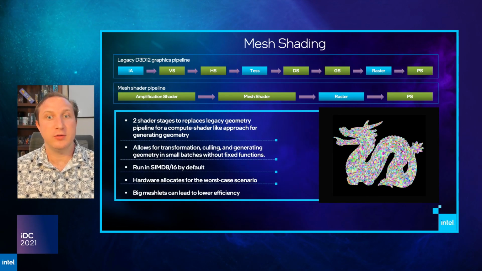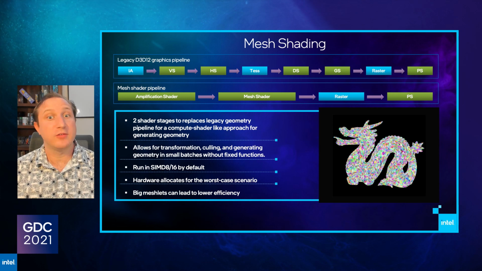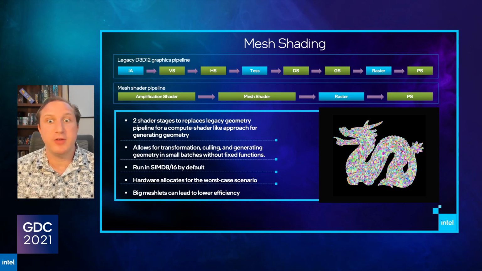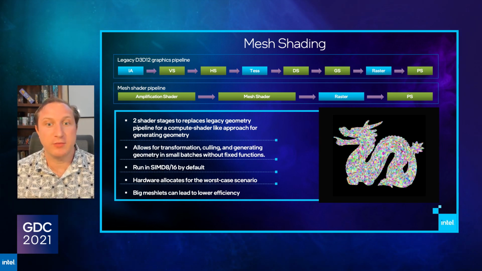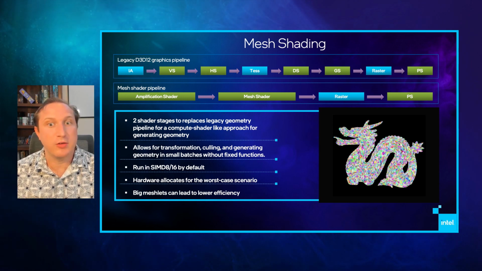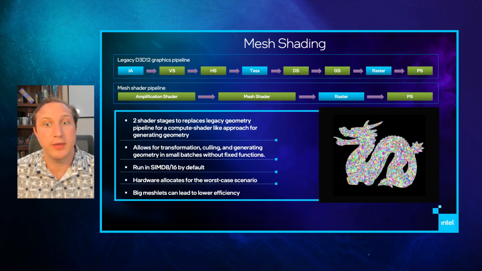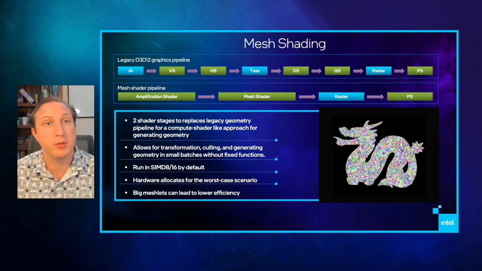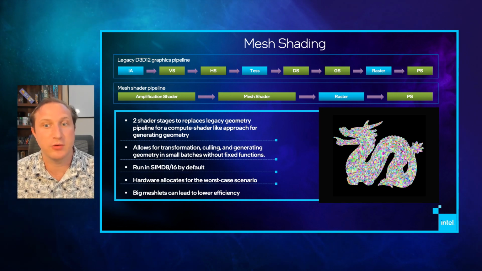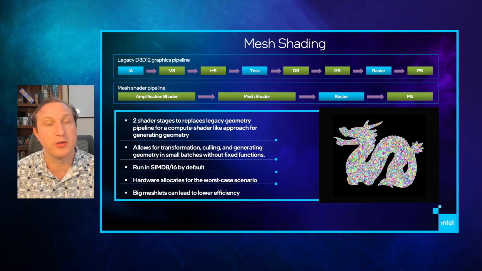Mesh shading is a new development that is in DirectX Ultimate. The aim of mesh shading is to replace the traditional graphics pipeline's input assembly, vertex shader, hull shader, tessellation, domain shader, and geometry shader with a two-stage pipeline consisting of an amplification shader and a mesh shader, and output geometry in a compute shader fashion. Rasterization and later stages are still the same.